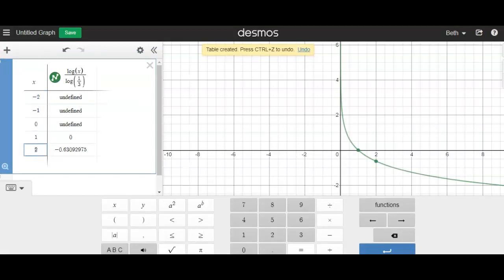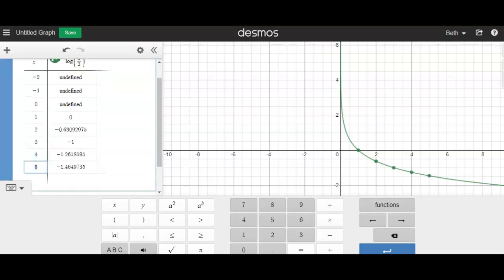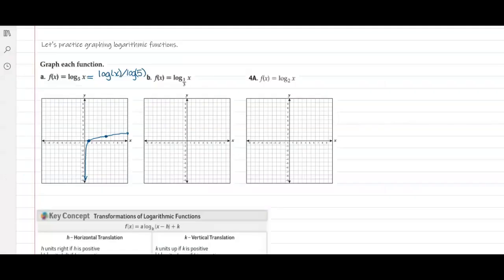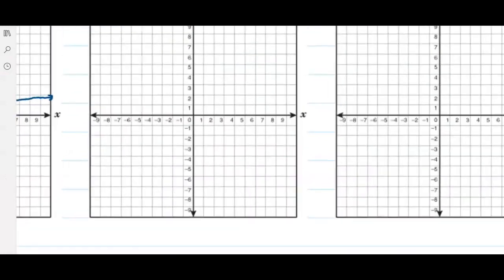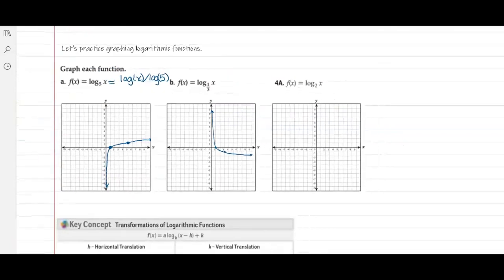1, 0 is a nice point. 3, -1 is a nice point. That's probably all the nice points I'm going to get. 1, 0, 3, -1. It is still an asymptote with the y-axis this way. That gives us a nice sketch of the picture.